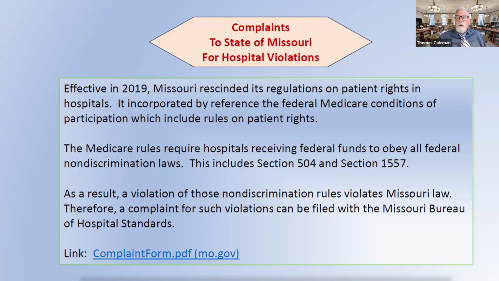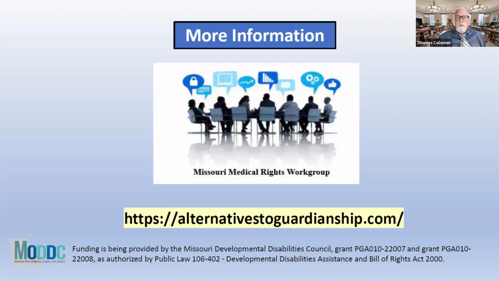So the Bureau of Hospital Standards staff are going to need to educate themselves about these new rules and how they apply to hospitals, doctors, and dentists, and others that are providing healthcare services to patients with disabilities, and to receive complaints from such patients or people on their behalf if the patient feels that the hospital in Missouri has violated their federal rights. Violation of a federal right equals violation of state law as well. And there's a complaint form online that can be used for these complaints.